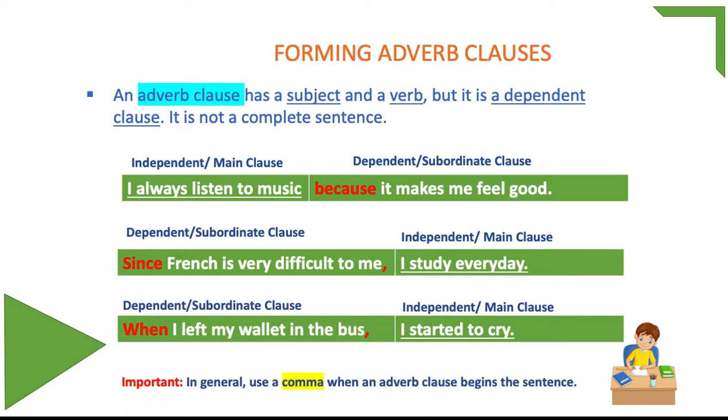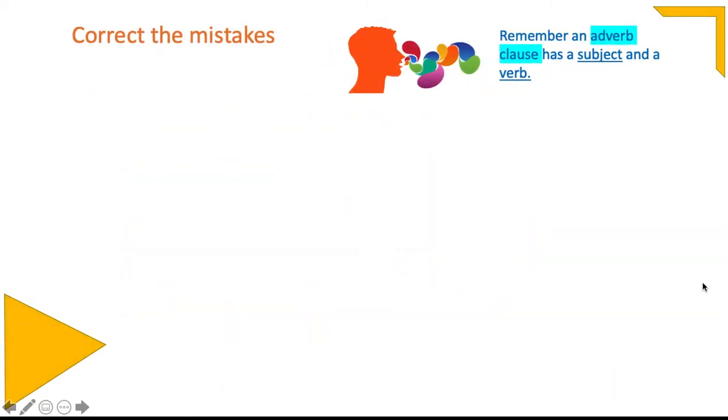It is important to use a comma when another clause, like the second and third example here, begins the sentence. So we need a comma, right? In the first example, we don't need a comma. Why not? Well, the subordinator is in the middle. Let's correct the mistake. But do not forget this. Another clause has a subject and a verb.